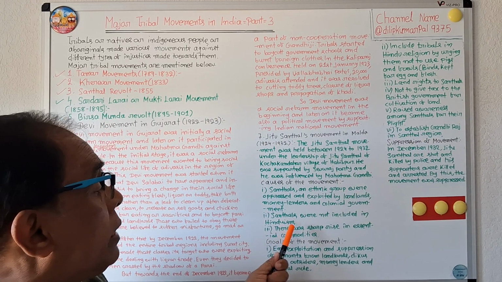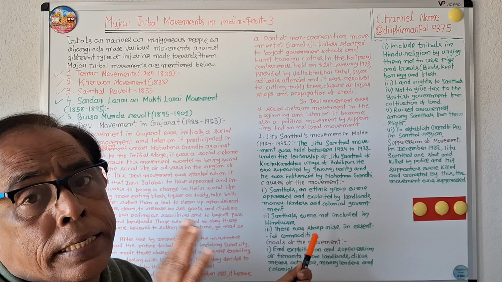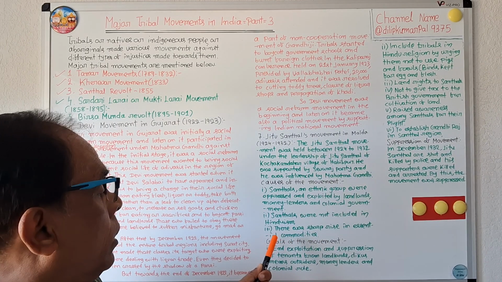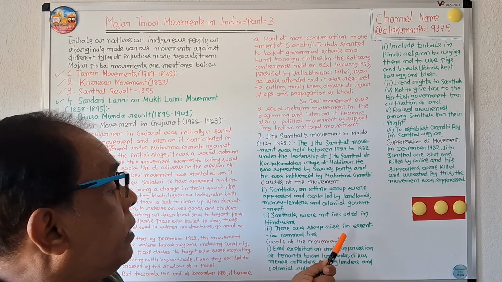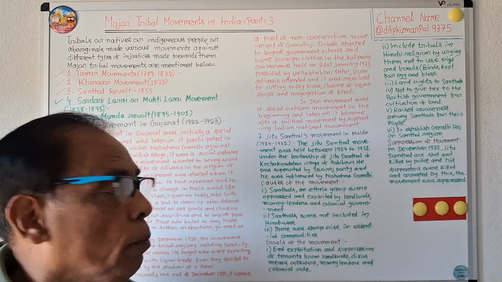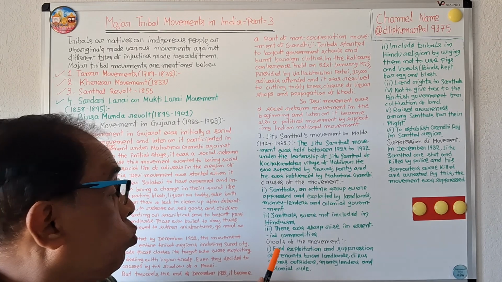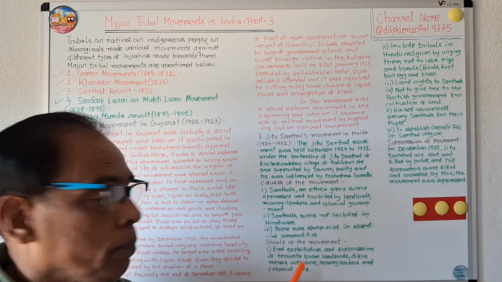Number two, Santals were not included in Hinduism. It was the second cause of this movement. Number three, there was a sharp rise in the price of essential commodities. These are the three causes of the Jitu Santal movement. But what was its goal?